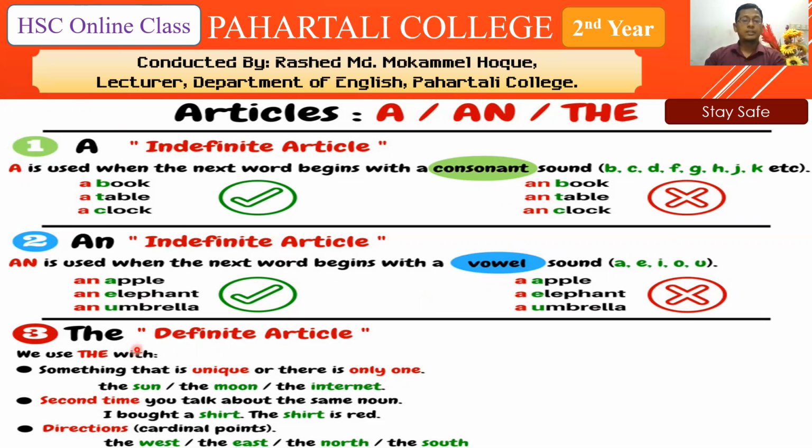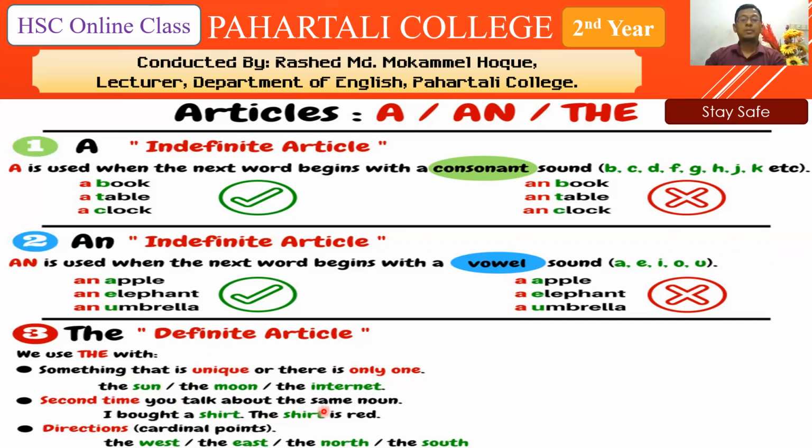And the next one is the definite article. We use "the" with something that is unique or there is only one. So if you want to put "the", it must be something unique or only one. For example, the sun, the moon, the internet. The sun is the only one, the moon is the only one, the internet is unique, something like this.